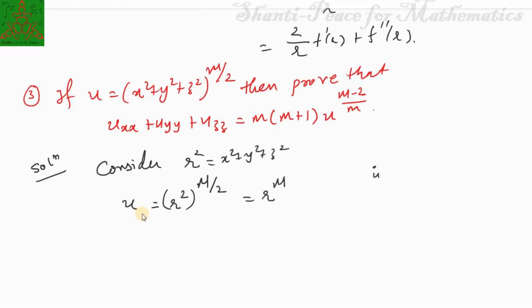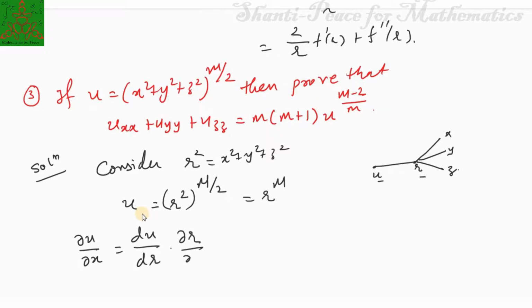So here the situation, u is a function of r and r is a function of three variables, that is x, y and z. We can talk about del u by del x. So del u by del x is nothing but, u is a function of r only, so that's why it is du by dr into del r by del x. Du by dr, that is the derivative of this with respect to r, is m r raised to m minus 1. Del r by del x, as we already discussed in the above example, is x by r. So this is nothing but m x r raised to m minus 2.